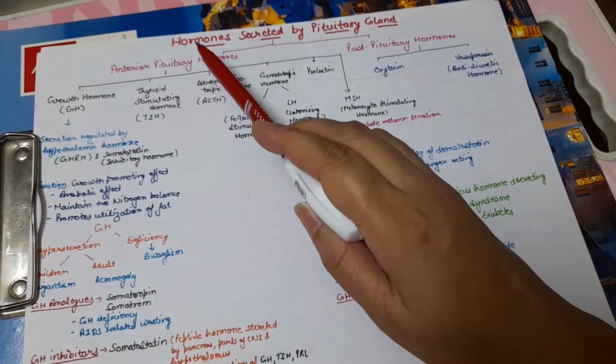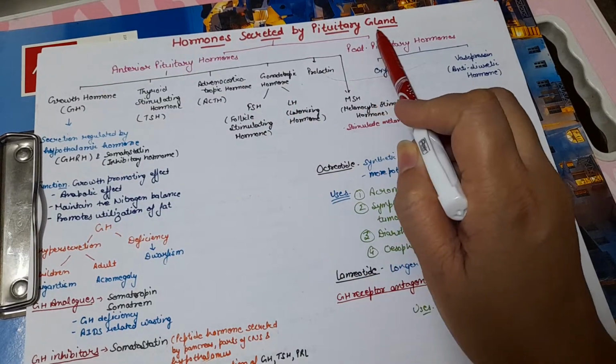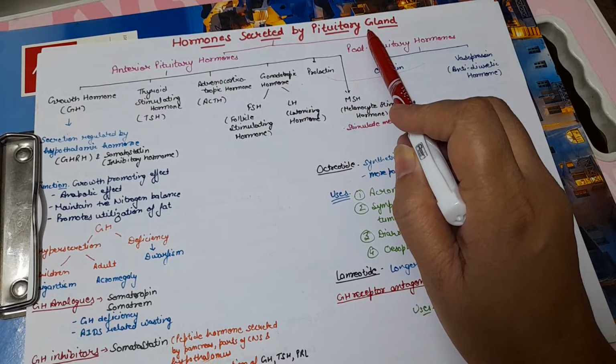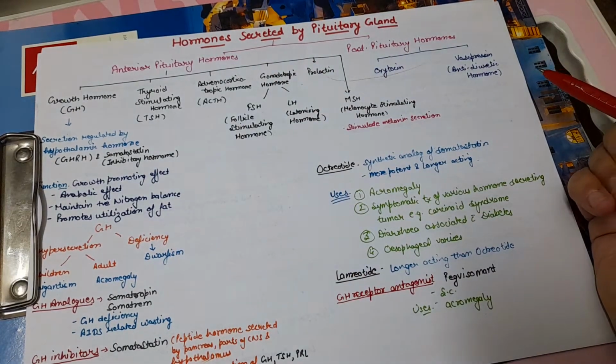In this video, we will discuss hormones secreted by the pituitary gland. As we all know, the pituitary gland consists of two lobes: one is the anterior lobe and another is the posterior lobe. So hormones secreted by the anterior pituitary lobe and posterior pituitary lobe are different.